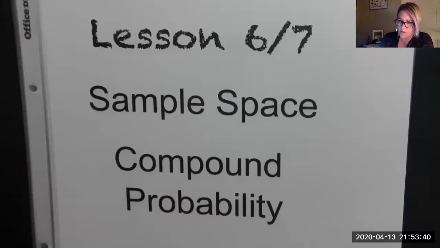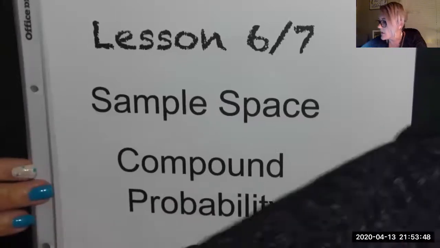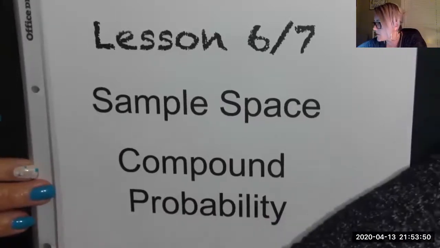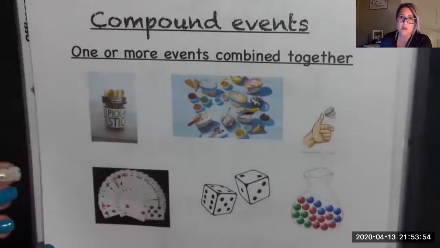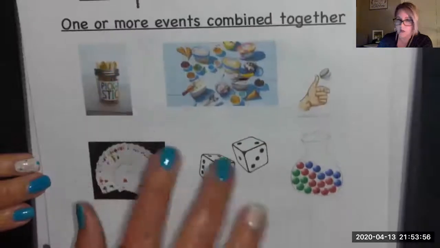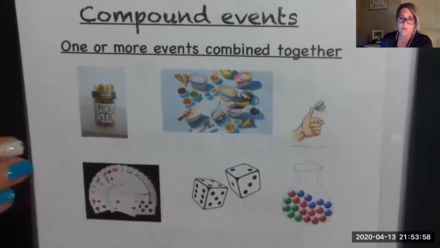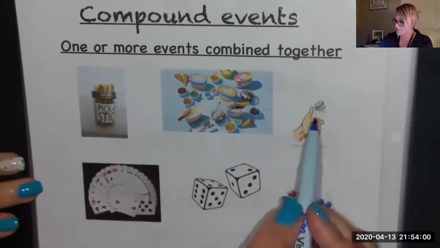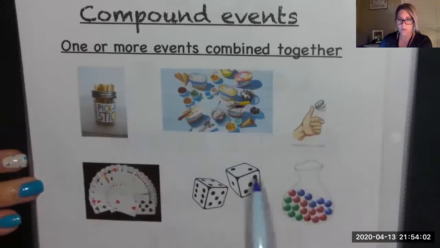We're going to move on from our simple probability and go to our compound probability, where we're putting together more than one event. So what is compound probability? Well, just what I just said. Compound probability is where you put together one or more events. We combine them together. We've got flipping a coin or drawing a marble. We've got rolling a dice and picking a card.